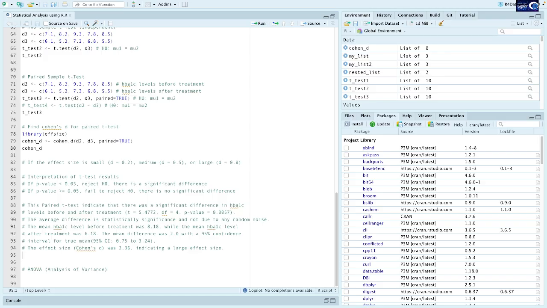Now ANOVA we can perform the same way, with aov. Our dependent variable will be value, against the independent factors factor 1 and factor 2, and our data will be data. If you look at the summary of the ANOVA, the degrees of freedom for factor 1 will be 1, as there are only two levels. Factor 2 will be 2, as there are three levels. Then the factor 1 and 2 interaction will be 2.